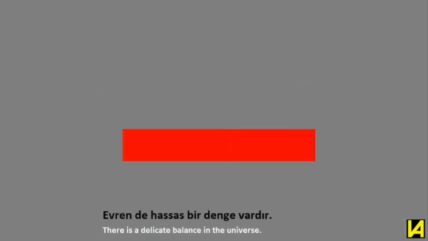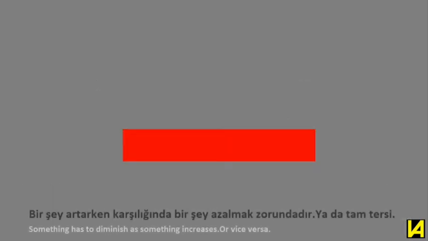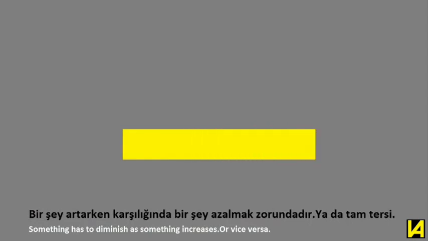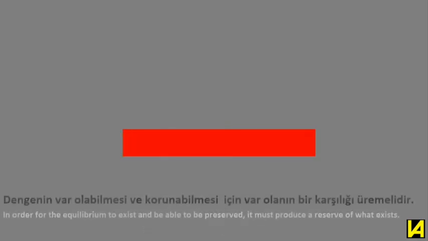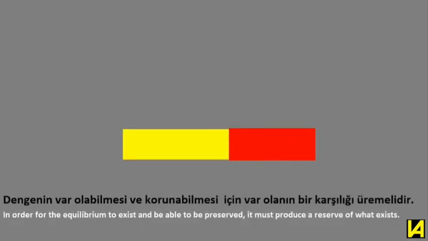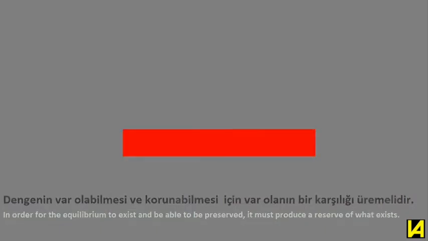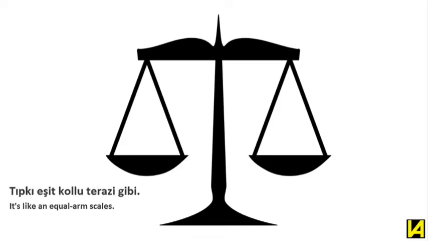There is a delicate balance in the universe. Something has to diminish as something increases, or vice versa. It is the zero balance point in order for the equilibrium to exist and be preserved. It must produce a reserve of what exists. It's like an equal arm scale.